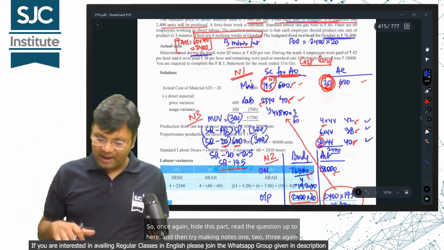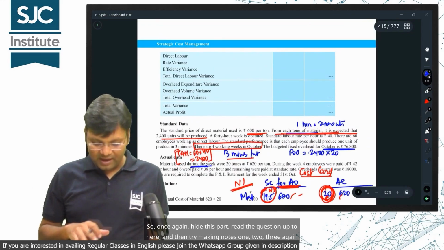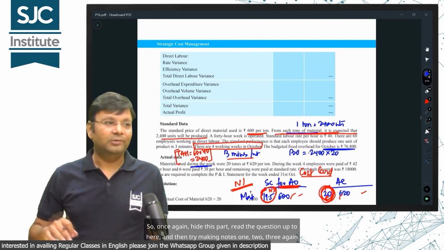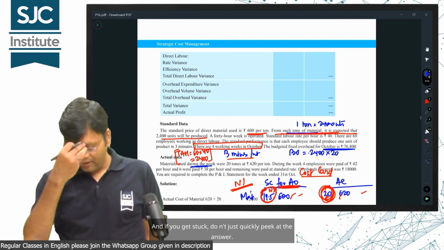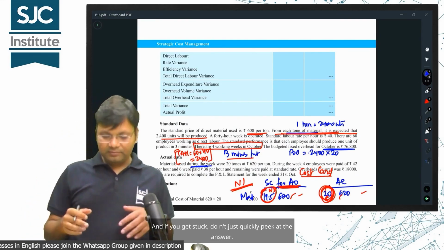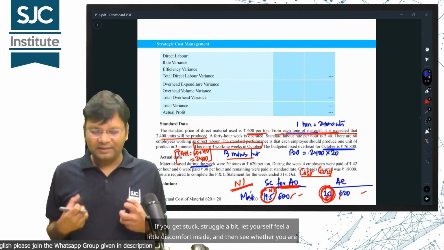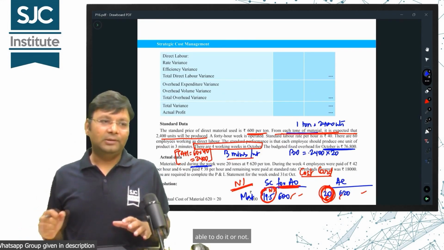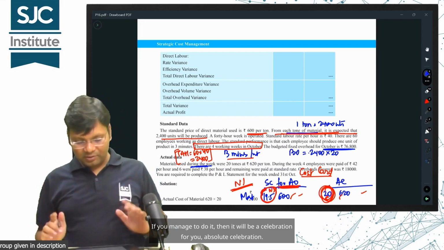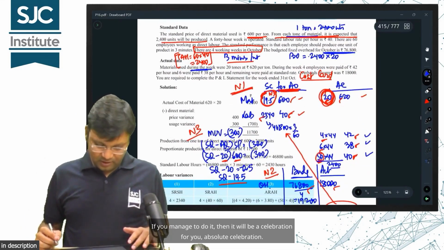So, once again, hide this part, read the question up to here, and then try making notes 1, 2, 3 again to see if you can complete the entire cost sheet or not. And if you get stuck, don't just quickly peek at the answer. If you get stuck, struggle a bit, let yourself feel a little discomfort inside, and then see whether you are able to do it or not. If you manage to do it, then it will be a celebration for you, absolute celebration.